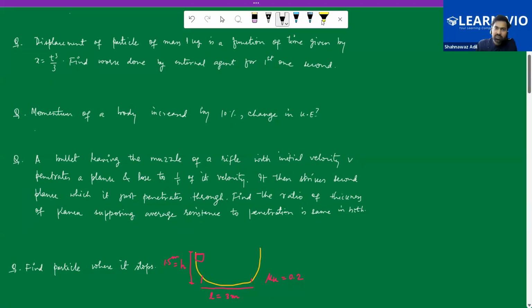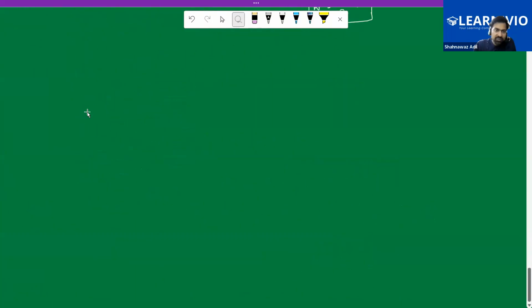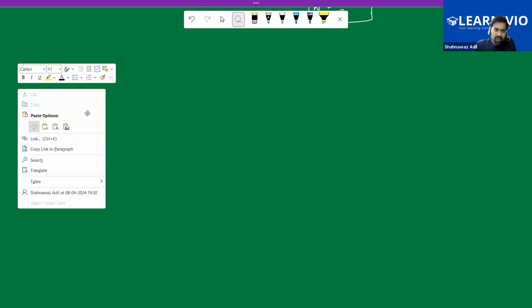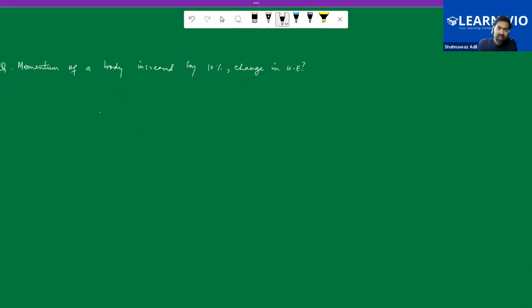So we have to use the idea of the relation between momentum and kinetic energy. We know that kinetic energy is p square by 2m. So we know that kinetic energy is directly proportional to p square, since mass is fixed because we are not changing mass.